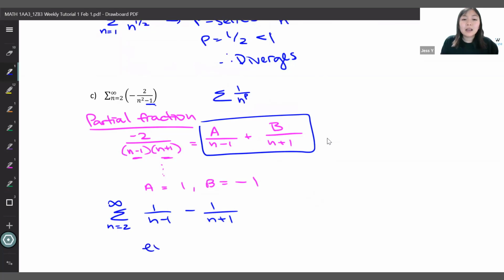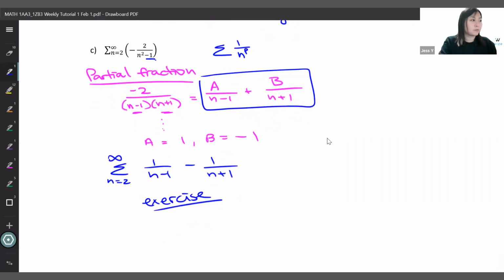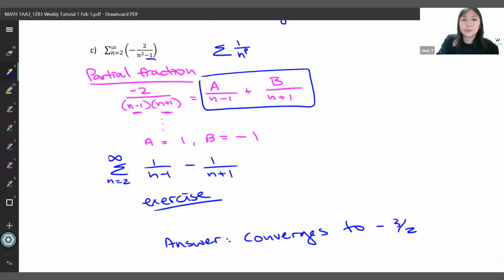And I'll leave it as an exercise for you. Expand out the first few terms, like 3, 4, 5, 6 terms, and then see what happens. Something really nice is going to cancel out and you'll be able to see if it converges and what it converges to. I'll give you the answer just in case you're checking. The answer is that it converges, and it converges to negative 3/2. Okay, I'll let you try that out, but I want to get through more questions with you.